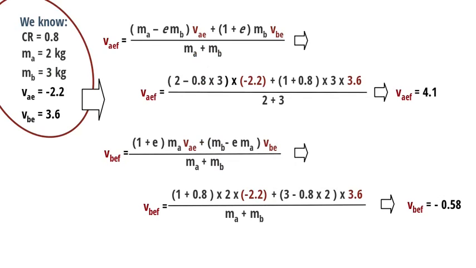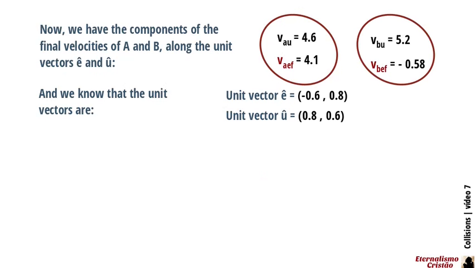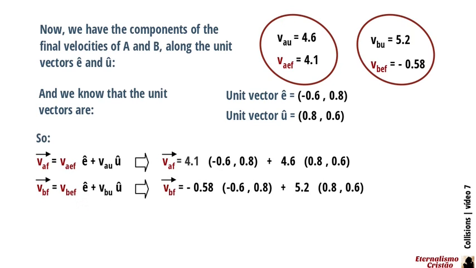Insert values. Now, we have the components of the final velocities of A and B along the unit vectors E and U. And we know the coordinates of those unit vectors. We find the coordinates of the final velocities in the x and y axes by operating the vectorial addition.